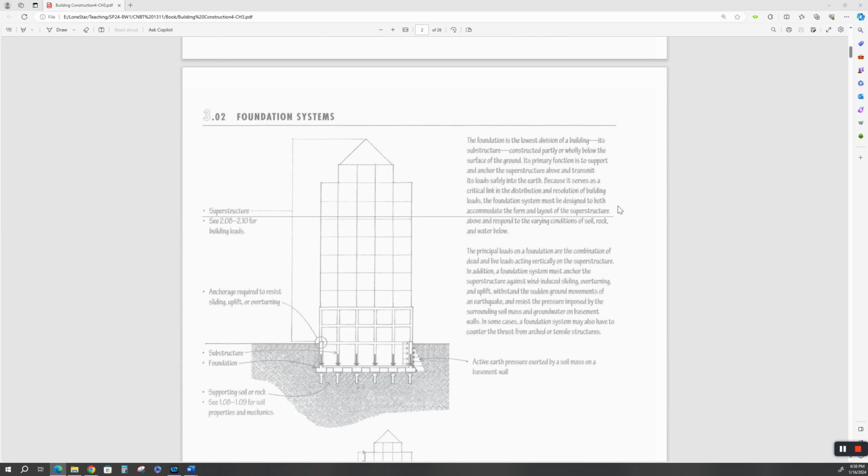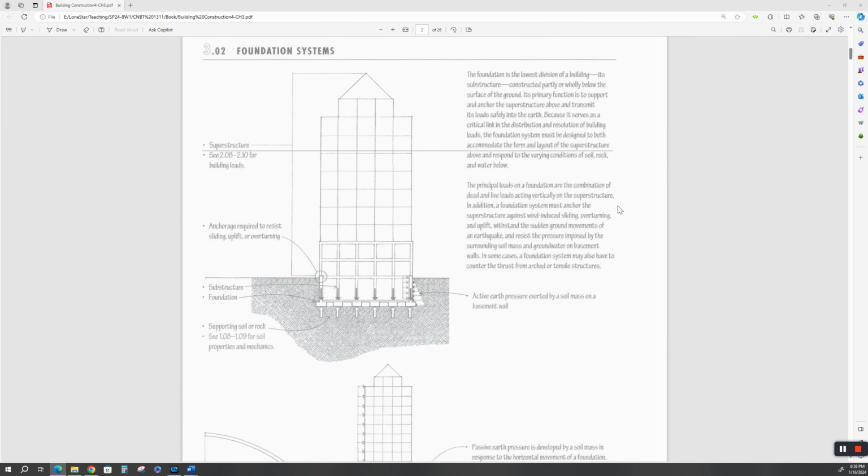Now, again, I'm a structural engineer, a former civil, structural, and mechanical engineer. And this is not a structural engineering course, nor is it a soils mechanics course.